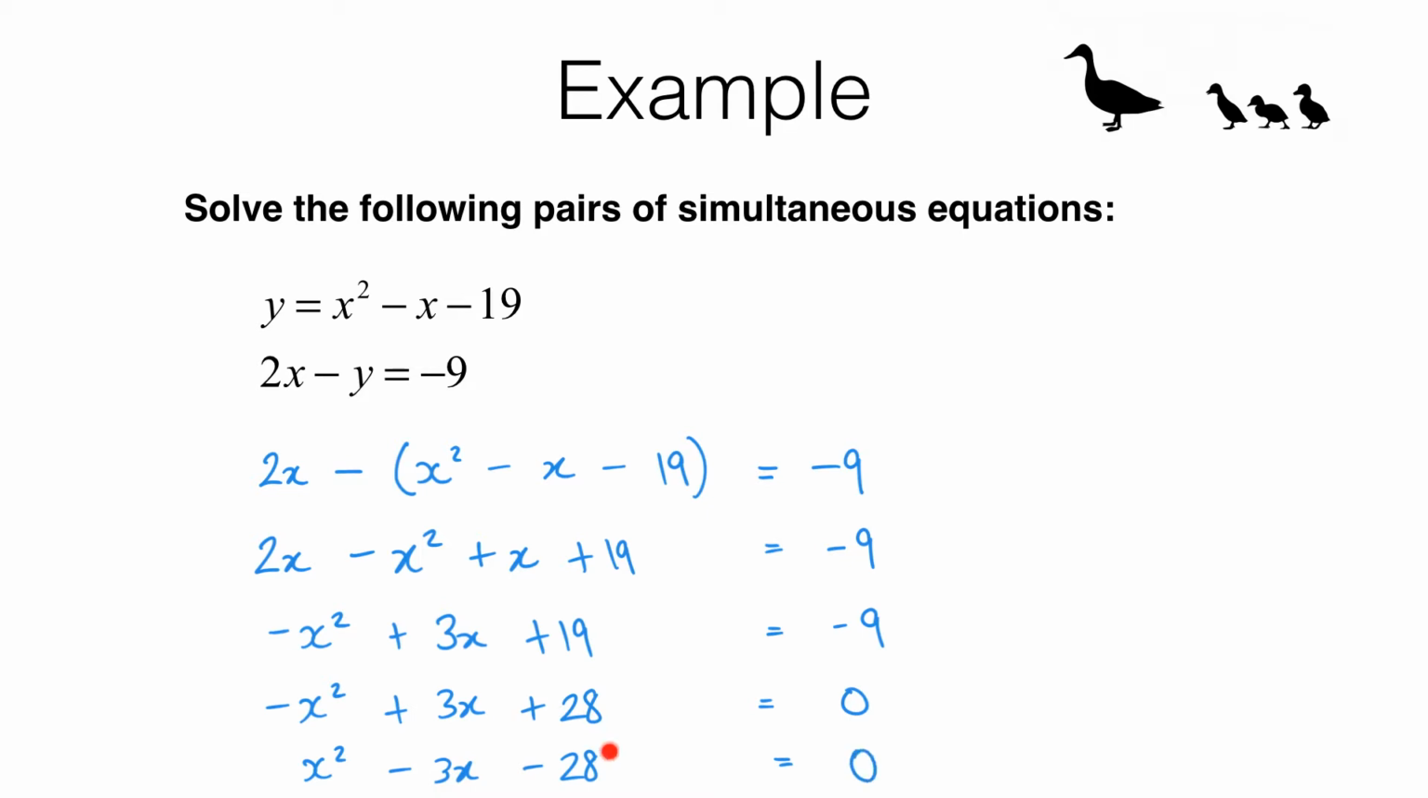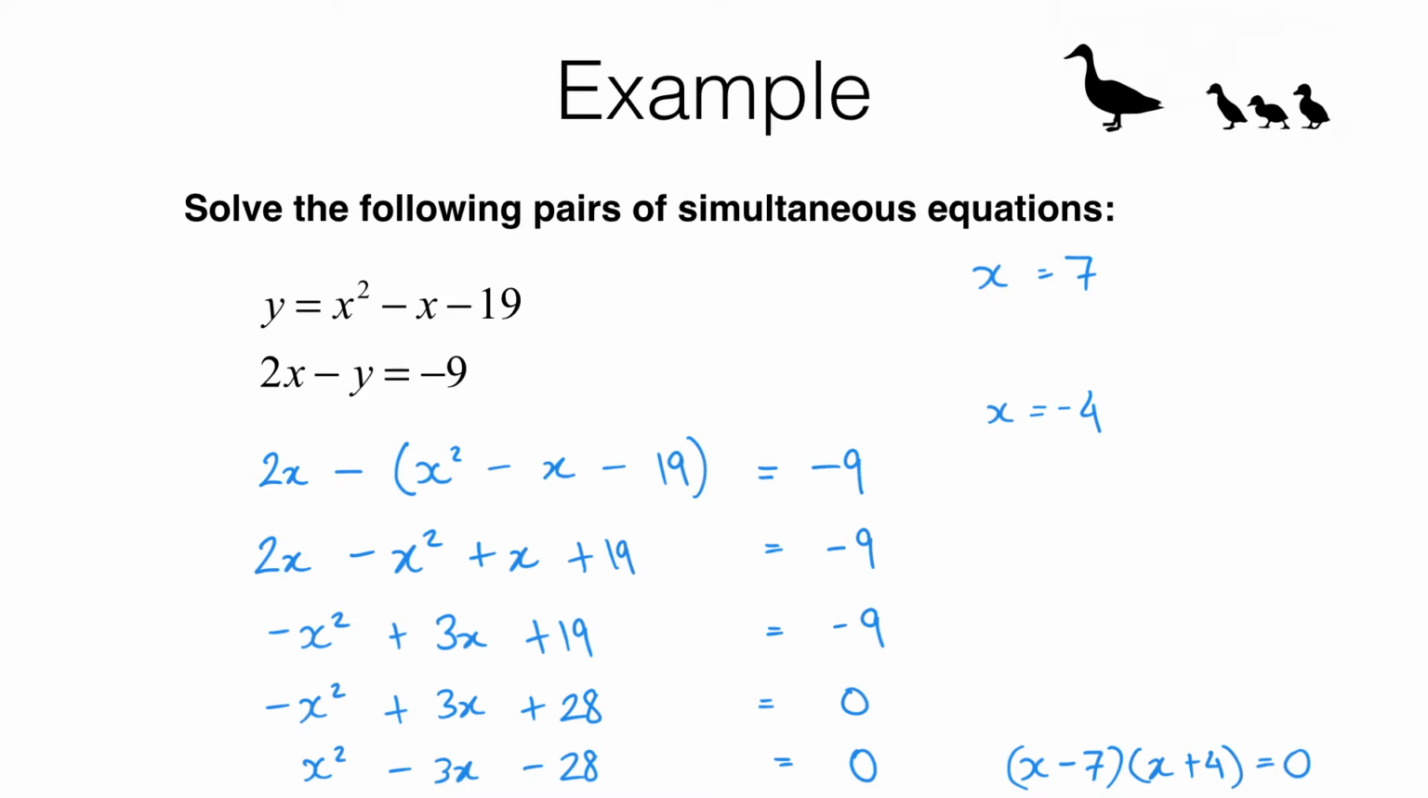Now, this equation here is something I can factorize. I get x minus 7, x plus 4, and that equals 0. That has two solutions, x equals 7 and x equals negative 4. Now, we haven't finished. Each of these solutions has a corresponding y value that we need, and that will give us our two solution sets.